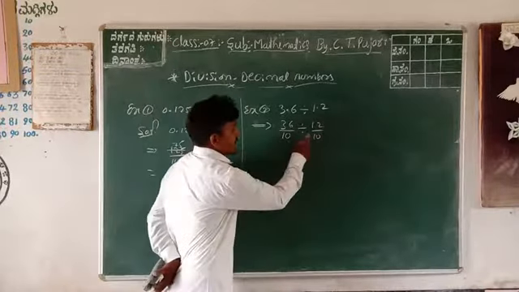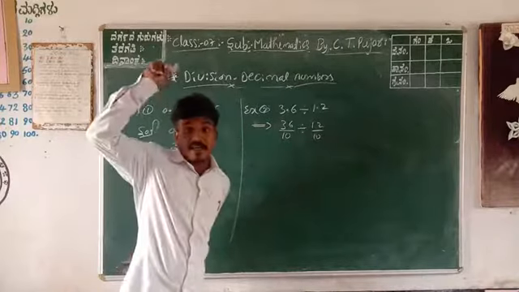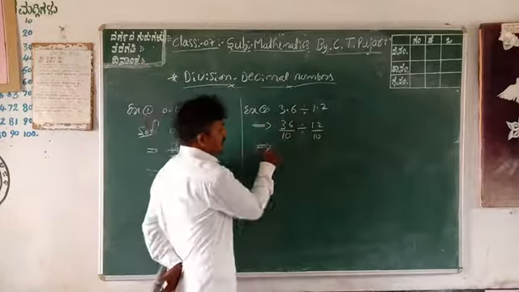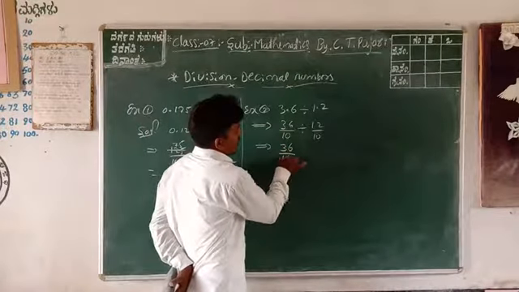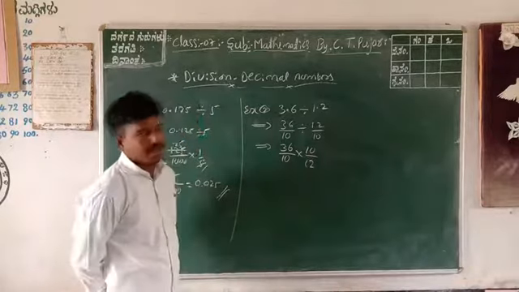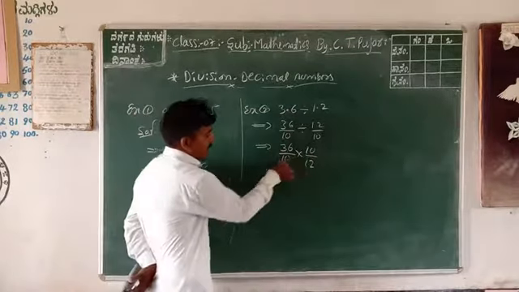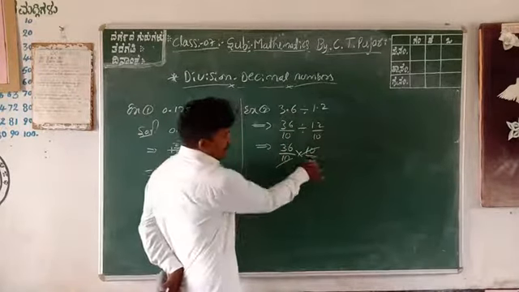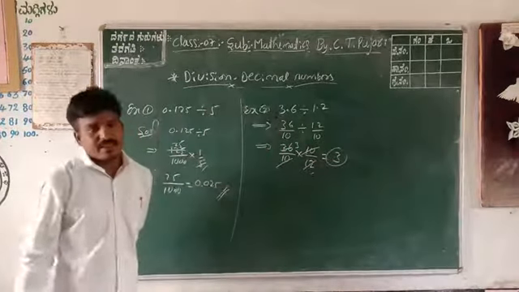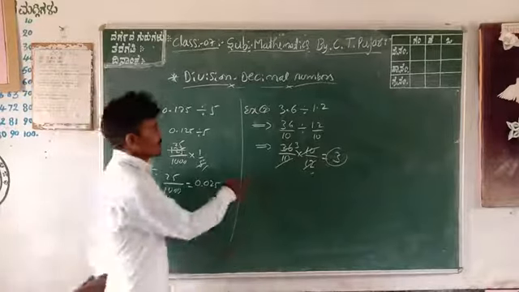These two are fractions. You know division of fractions from your previous class, and it is very easy. 36 by 10 times 10 by 12. The 10s cancel. 12 ones are 12, 12 threes are 36. The answer is only 3.